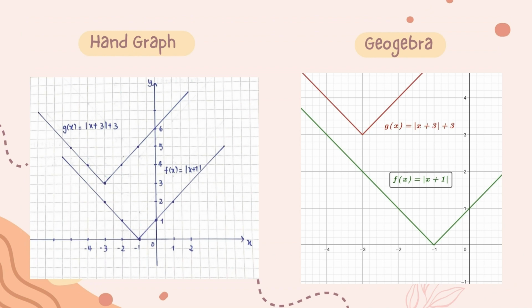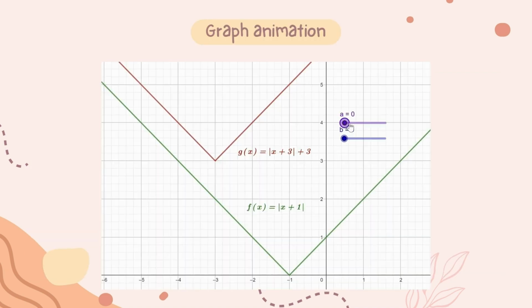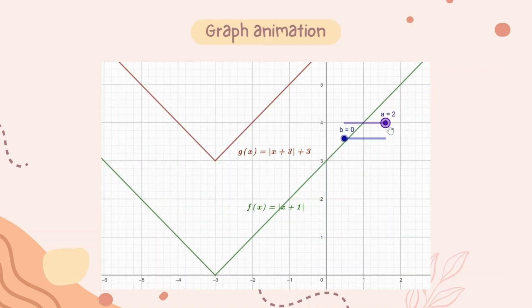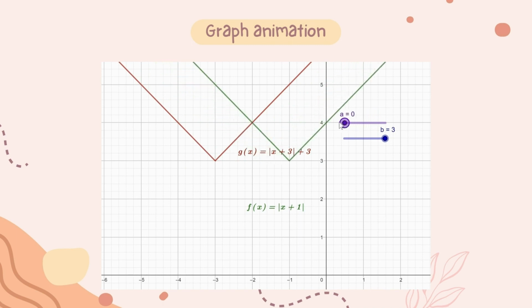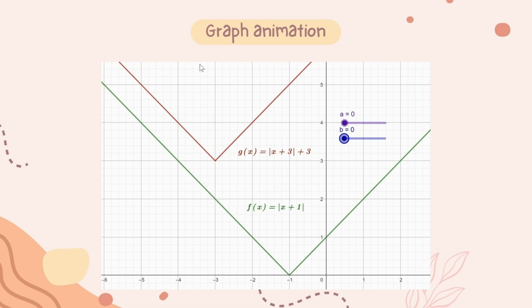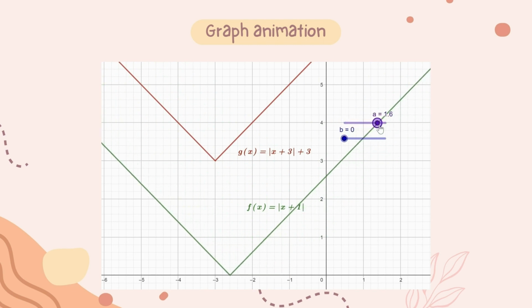As we can see, they are both the same. Moving on to the animations of the graph transformations. A here denotes when the graph of f(x) is shifting to the left, and B is when f(x) is shifting up. As we can see, when A is equal to 2 and B is equal to 3, the graph of f(x) will be overlapping with the graph of g(x).